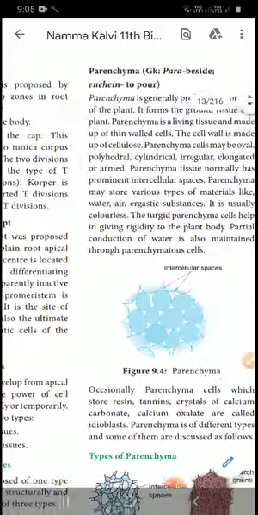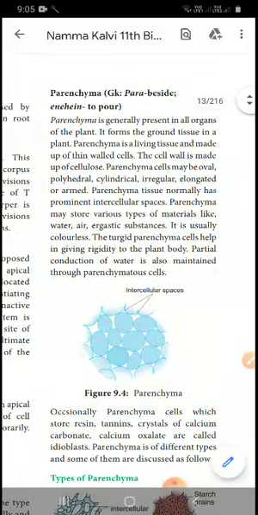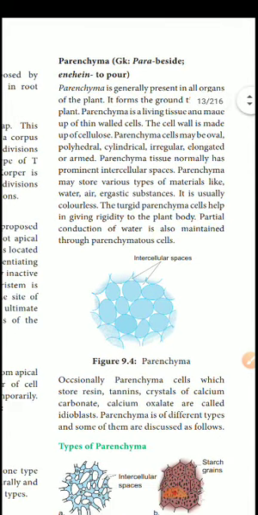There are three types. So first we go for the parenchyma. Para means beside, enchyma means to pour. This also you read in 9th standard itself. Parenchyma is generally present in all organs of the plant. It forms the ground tissue in a plant. Parenchyma is a living tissue made up of thin walls. So the cell wall is made up of cellulose.